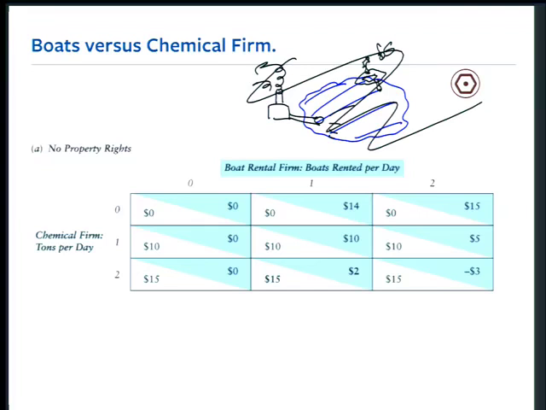Same thing goes, you just keep on going here, and you have all these different potential payoffs depending on what the behavior of the boat rental versus the chemical firm is going to be. Now the first thing I want to figure out here is, what's the socially optimal combination of outputs? Where is joint profits maximized? So here, 15 plus 0 is 15, 10, 0, 14, 20, 17, 12, 15, 15. So the socially optimal output level, the one that maximizes social welfare, or joint profits in this case.